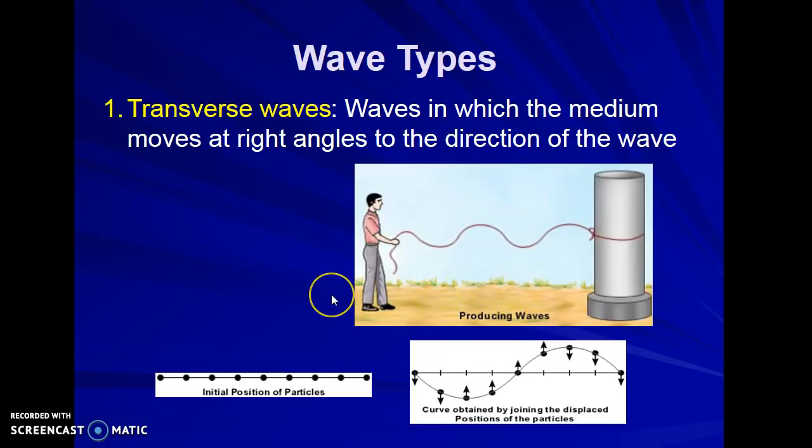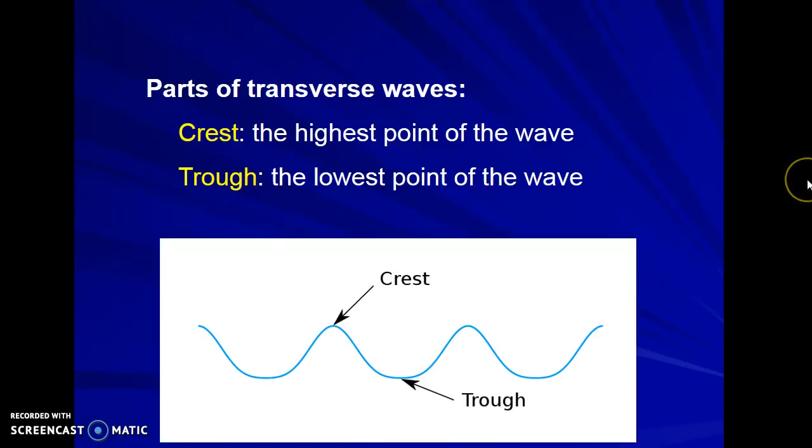As the wave moves left to right, then the particles are going to move up and down. There are some important parts of transverse waves. The first is the crest. The crest is going to be the highest point of the wave, just like if you were talking about an ocean wave. The crest on an ocean wave is the highest point. The lowest point of the wave is going to be called the trough. And those are going to be important when we talk about a few more of our wave properties as well.